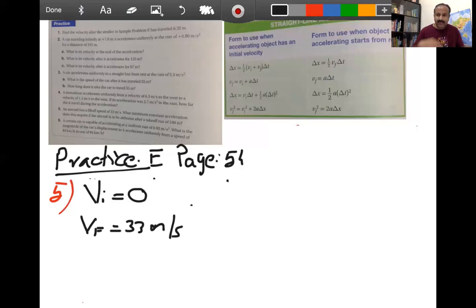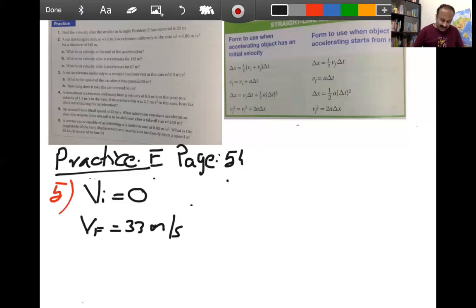So when the aircraft reaches this speed, 33 meters per second, it will become airborne. So for that, what's the distance traveled by that aircraft? All of a sudden it won't reach that velocity. It has to travel a certain distance. You know, through the runway the aircraft is just going really fast.